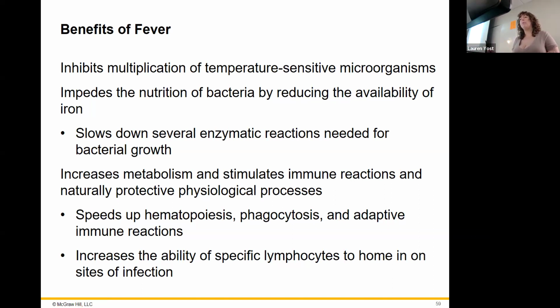It increases metabolism and it stimulates immune reactions and naturally protective physiological processes. You can imagine, like we're talking about warming something up, that our cells could actually be activated by that and be more active as a result of that warmth. That's exactly what's going on here. We're speeding up hematopoiesis, which is just generating new cells. Phagocytosis and the adaptive immune response are also sped up by the heat.